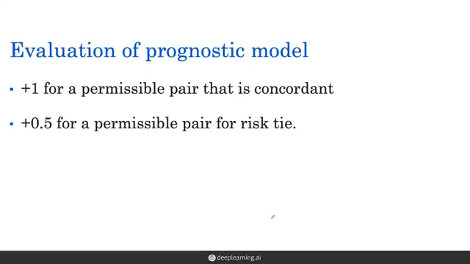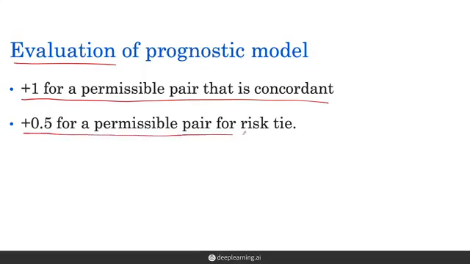Using all of this information, we can now evaluate prognostic models by giving a score of +1 for every permissible pair that is concordant, and a score of +0.5 for a permissible pair that is a risk tie. In other words, ties are given half the weight as concordant pairs.